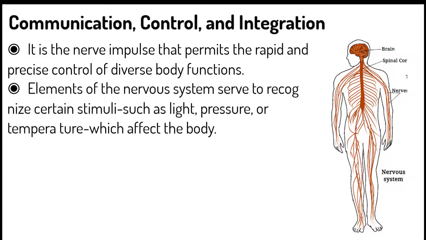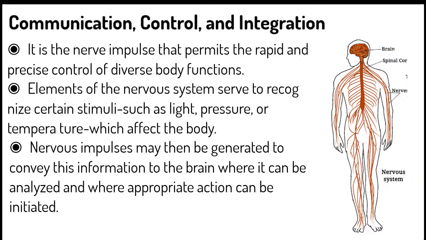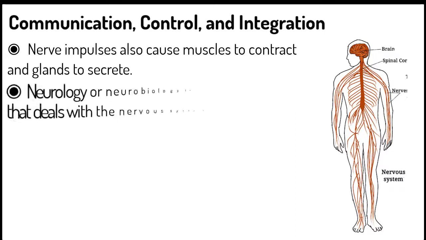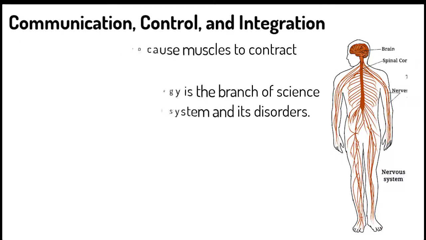Elements of the nervous system serve to recognize certain stimuli such as light, pressure, or temperature which affect the body. Nerve impulses may then be generated to convey this information to the brain, where it can be analyzed and where appropriate action can be initiated. Nerve impulses also cause muscles to contract and glands to secrete. Neurology or neurobiology is a branch of science that deals with the nervous system and its disorders.